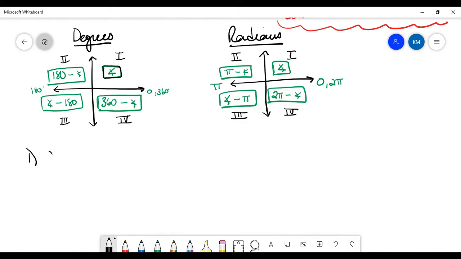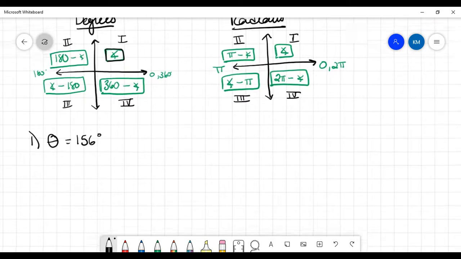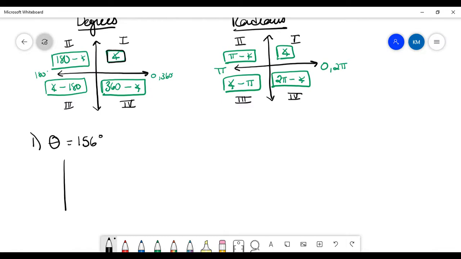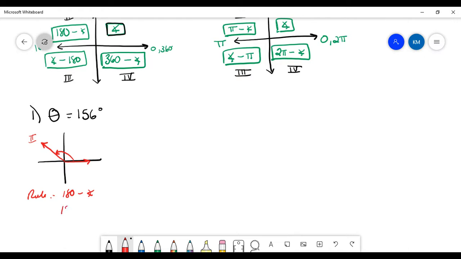So one example, if we look at an angle that is, let's say, 156 degrees. First, let's draw it. And what does that look like? Where is the terminal side? It should all be screaming, it's in quadrant 2. And it looks something like this. That's your 156 degrees. Our terminal side's in quadrant 2. So what are we going to do? Our rule says to take 180 degrees and subtract out our angle. So 180 degrees minus the 156 gives us a reference angle of 24 degrees.